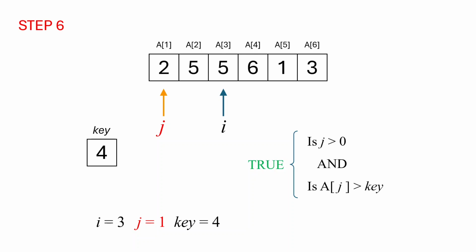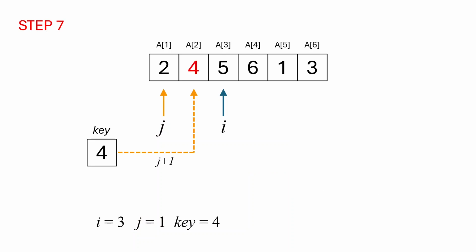In my loop, I'm going to be testing, is j greater than 0? And is the element pointed to by j greater than key? Well, in this case, that statement is false because a 2 is obviously not greater than a 4. So I'm going to take the key value, 4, and I'm going to put it in j plus 1 and increment I.